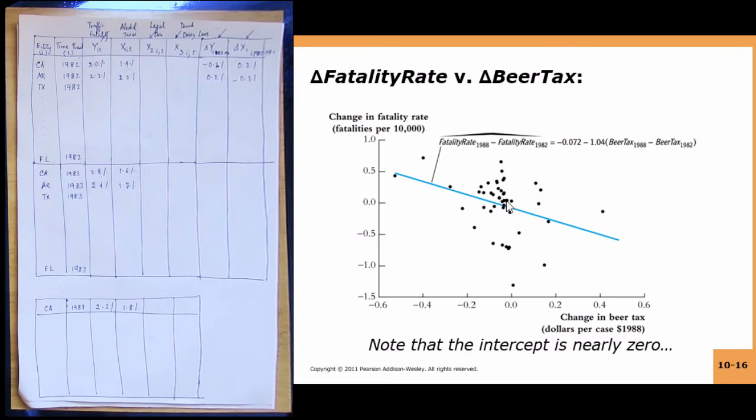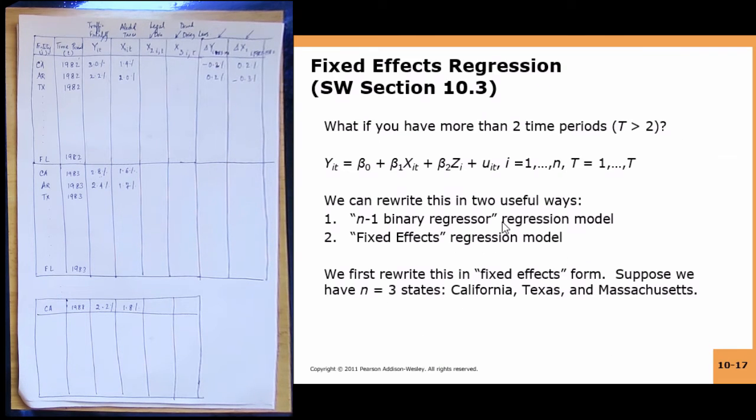So if you put changes in fatality rate on your y-axis and changes in beer tax on your x-axis, and you plot the data along with the regressed line, you find that the regressed line now has a negative slope. Okay. Now, this is two periods data. We just talked about two time periods.